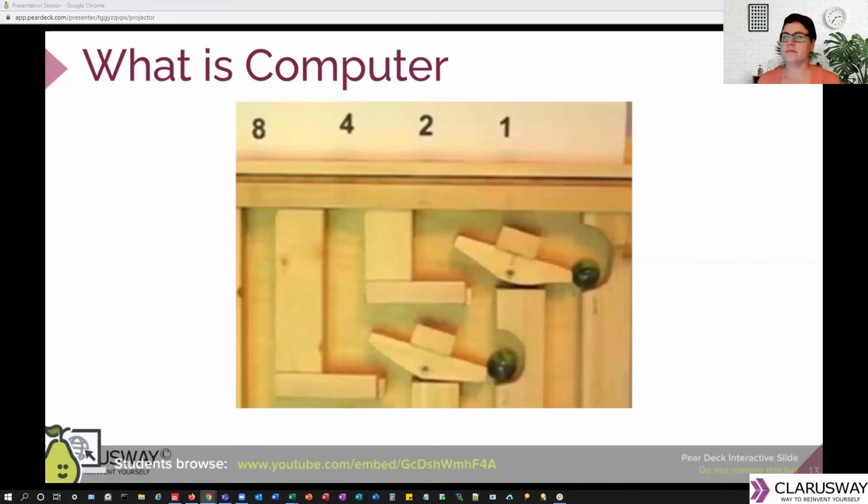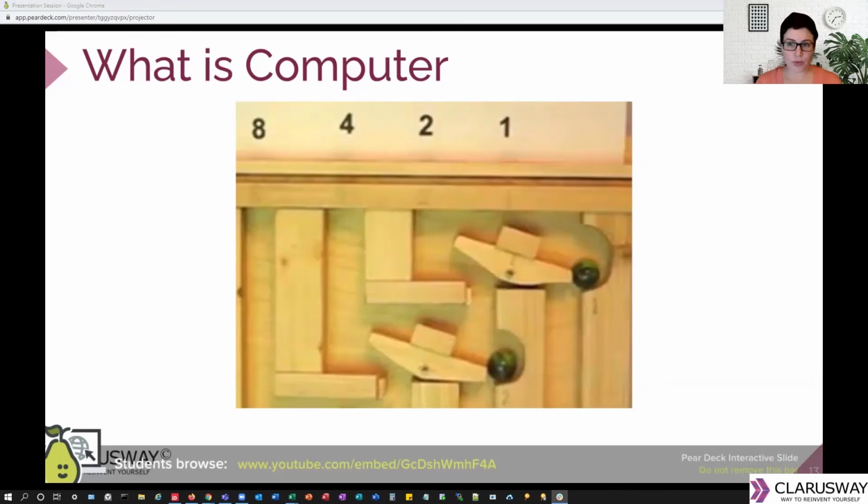Now this one is an adding machine from way back when, even before me. It takes inputs from a person and then calculates a result and automatically provides that result to the person that's interacting with the adding machine.